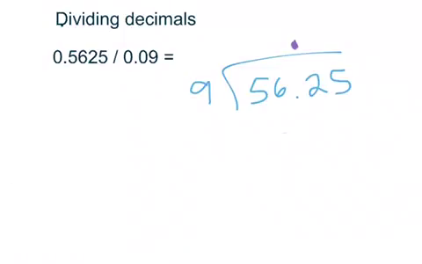I ask myself, how many times can 9 go into 5 evenly? Well, 9 can't go into 5, so I place a 0. 9 times 0 is 0. I subtract and I'm left with 5. I bring down my 6.